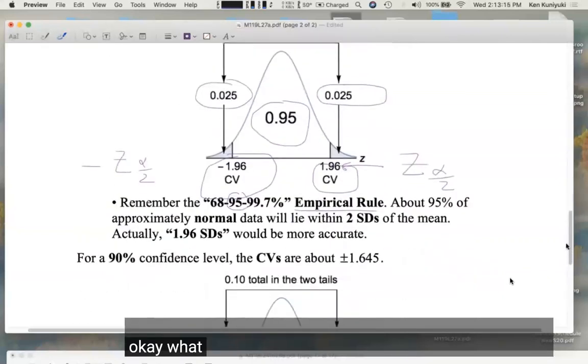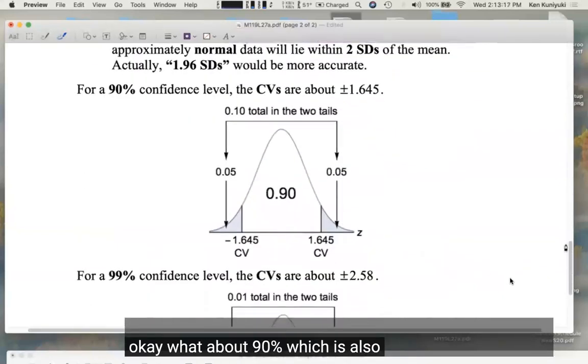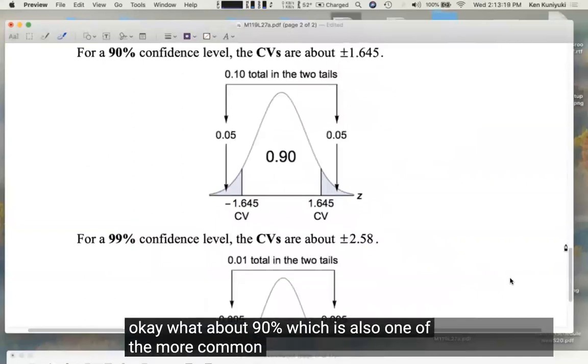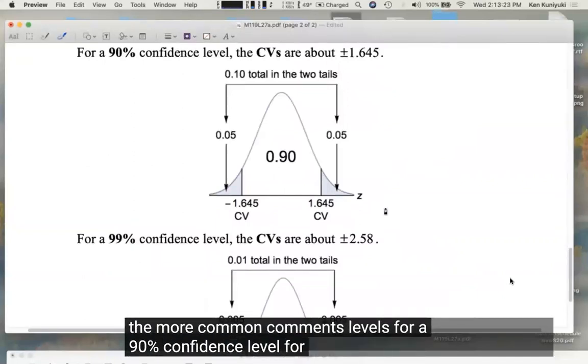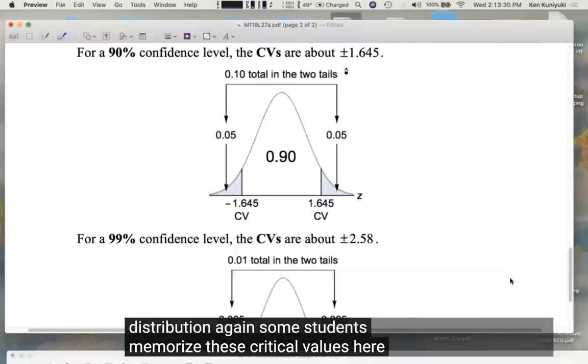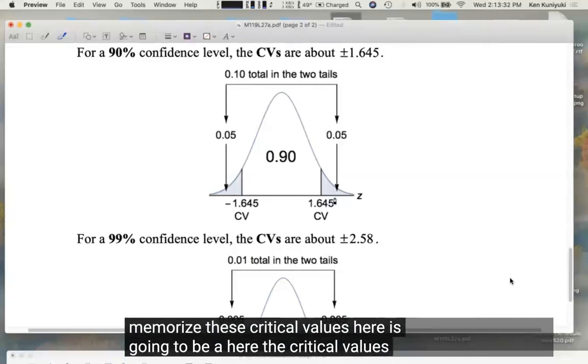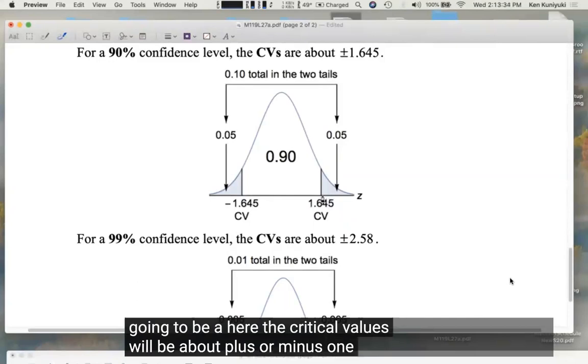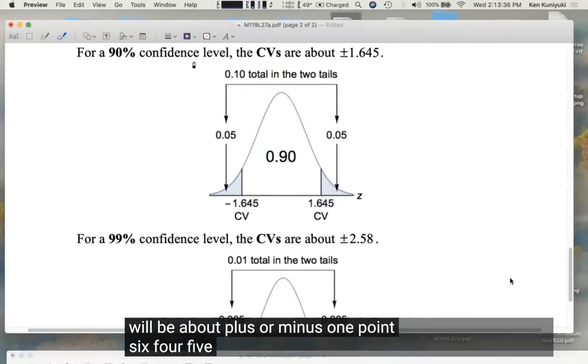Okay, what about 90%, which is also one of the more common confidence levels? For a 90% confidence level for a z distribution, again, some students memorize these critical values. Here the critical values will be about ±1.645.